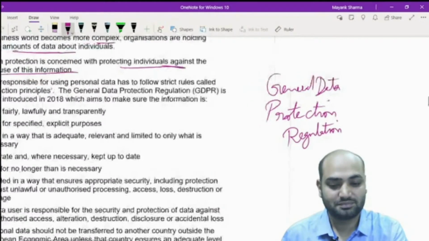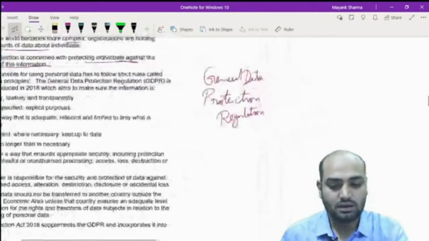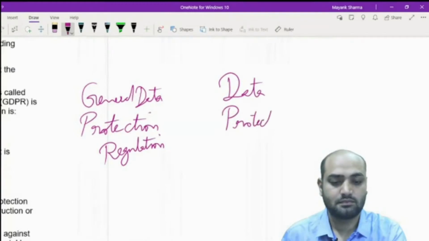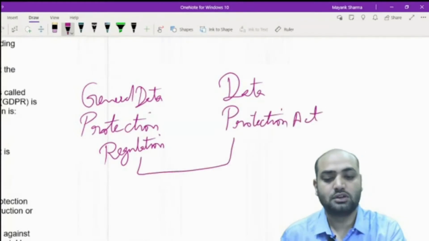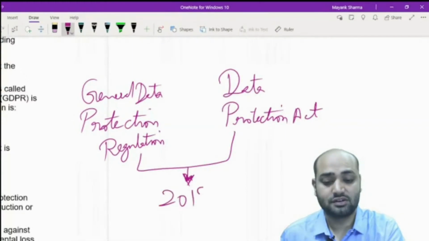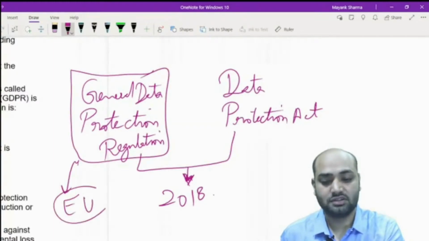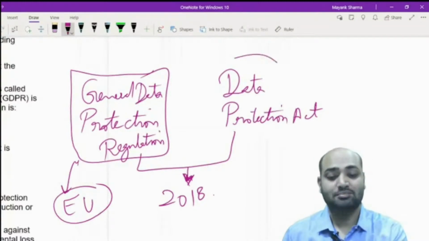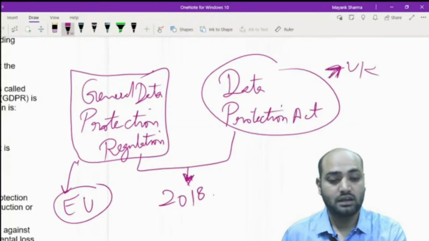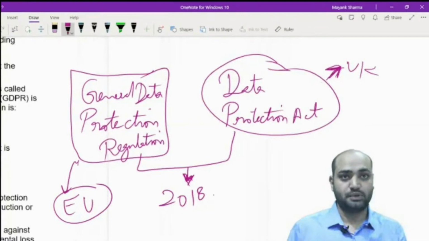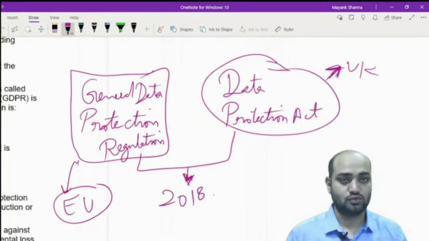And another piece is Data Protection Act. Both of these things were announced or made applicable from 2018. So General Data Protection Regulation is something which is applicable on whole of European Union. Data Protection Act 2018 is applicable on UK, and it is in line with General Data Protection Regulations. So basically, the supranational authority gave General Data Protection Regulations, and the national authority gave Data Protection Act 2018.